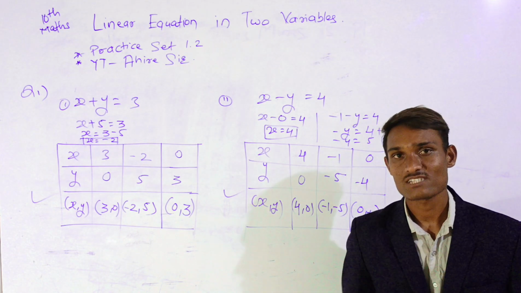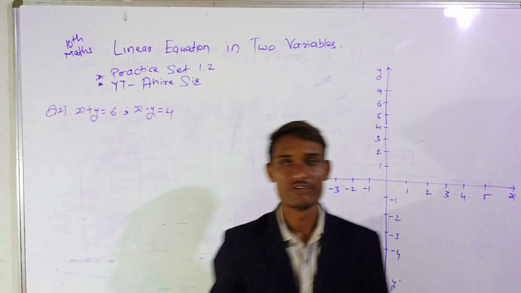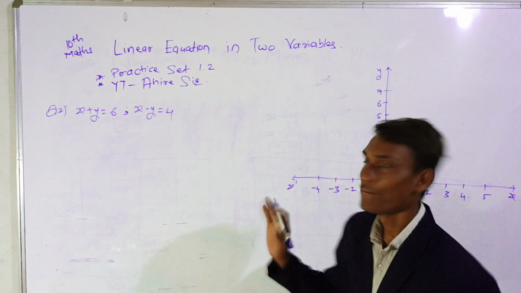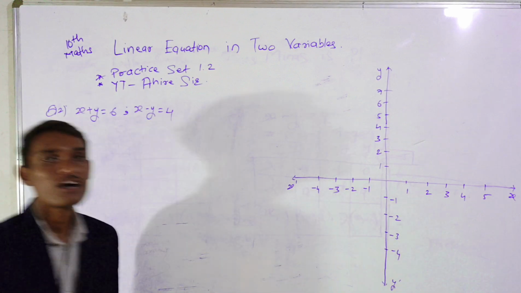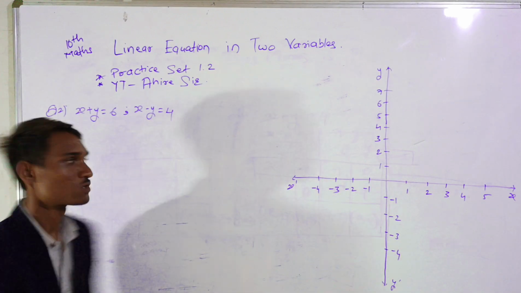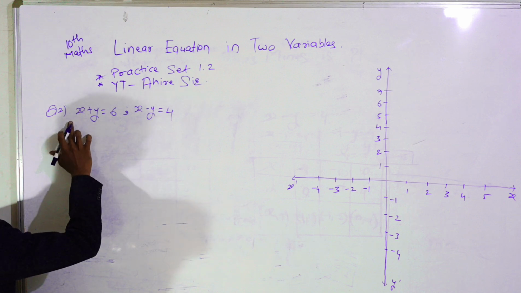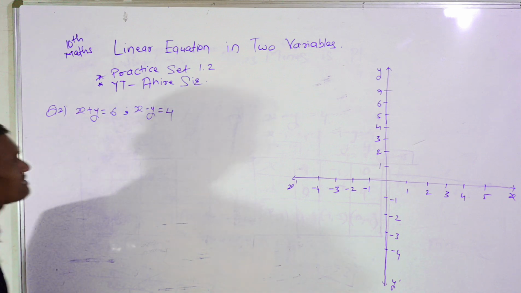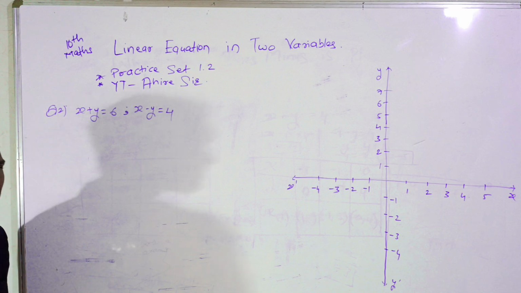We will go to the next question, number 2. We have to solve question number 2 based on the graphical method, using the graph. First we have the equations x plus y is equal to 6 and x minus y is equal to 4. These are the equations we are having.